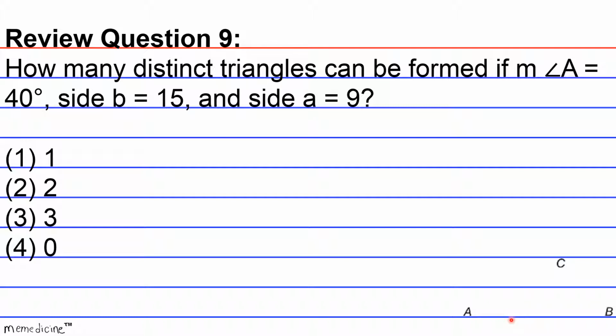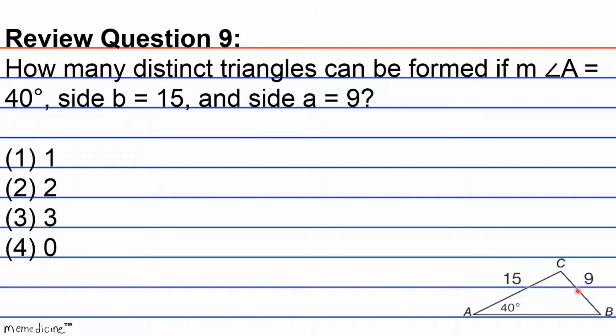All right? So here goes our triangle, and then we're told that the measure of angle A is 40 degrees. Then we're told that side B is 15 arbitrary units, so we're not told exactly what the units are. And we're told that the measure of side A, and side A opposes angle A, is going to be 9. Okay? Now we have to figure out how many distinct triangles have these dimensions.